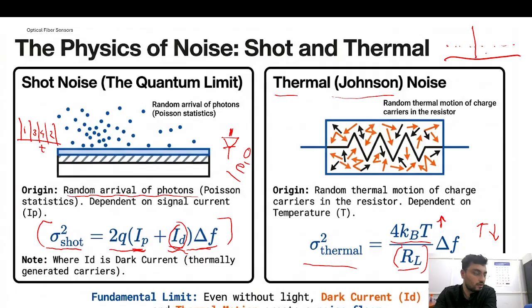If you plot against frequency versus the spectral density, this will be around 2 kBT by RL. So it can be reduced by reducing the temperature.